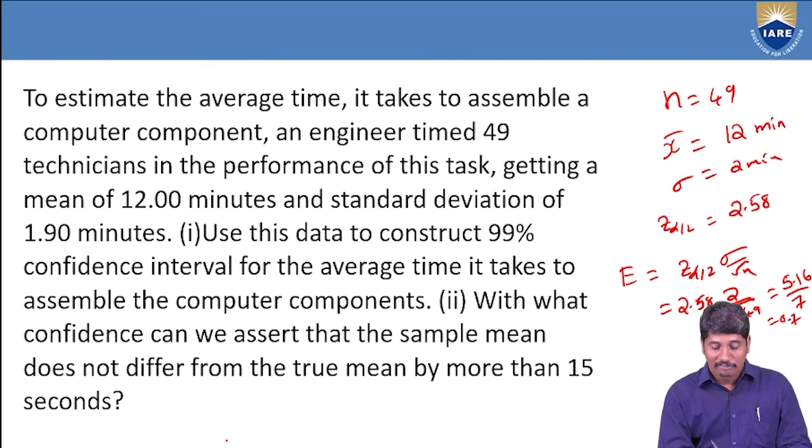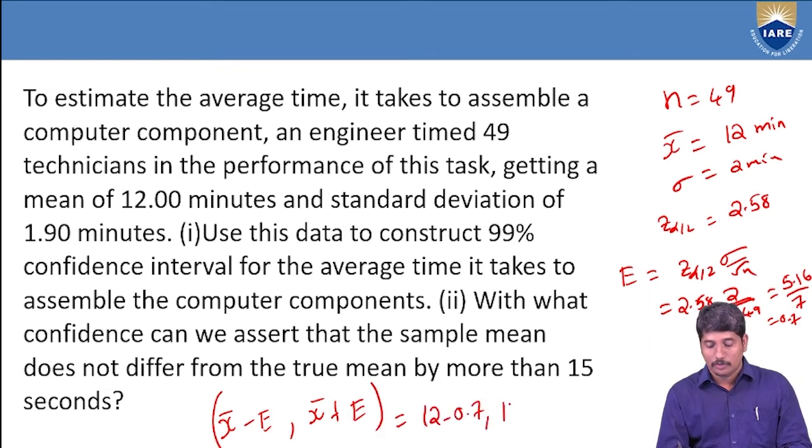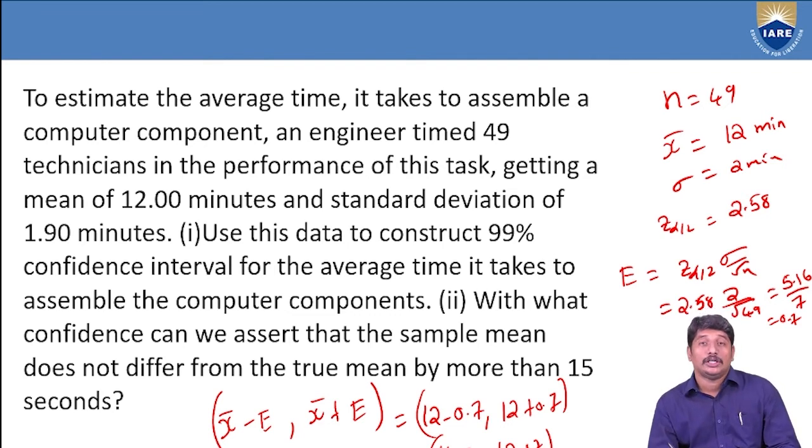Now with this, we'll find the confidence interval x bar minus E comma x bar plus E. That is 12 minus 0.7 comma 12 plus 0.7, that is 11.03 comma 12.07. That means we are saying that the average time taken by the whole set of workers working in TCS to assemble the computer components will range from 11 minutes to 12.07 minutes. That is what we are estimating under 99% level of confidence.